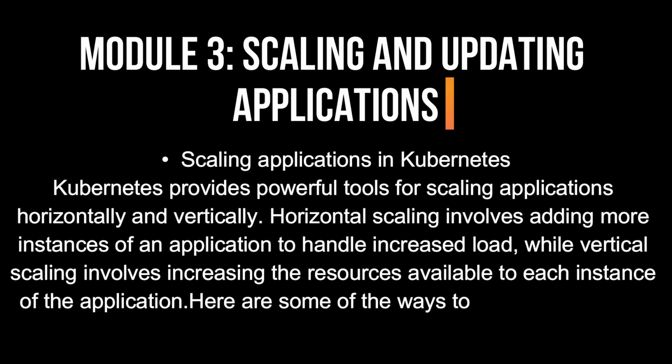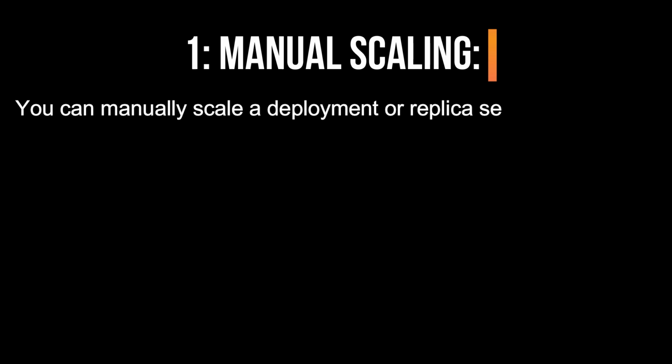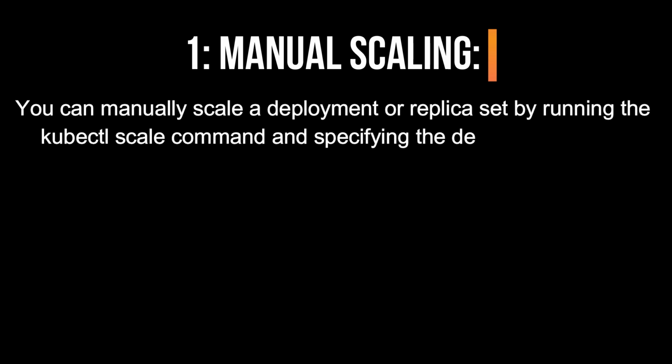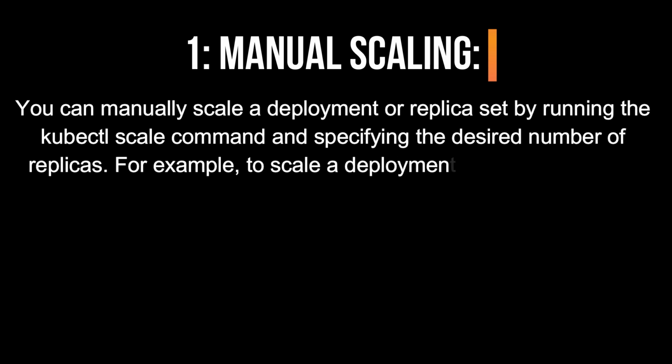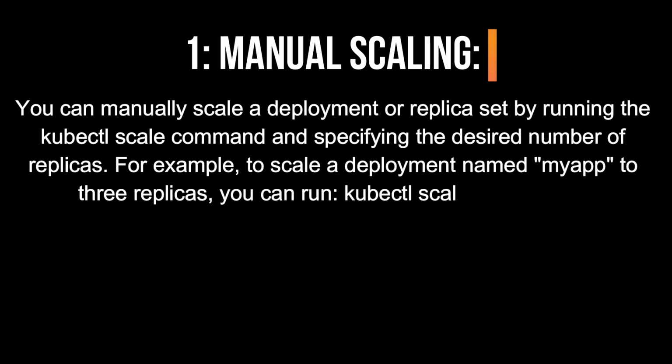Here are some of the ways to scale applications in Kubernetes. 1. Manual scaling. You can manually scale a deployment or replica set by running the kubectl scale command and specifying the desired number of replicas. For example, to scale a deployment named myapp to 3 replicas, you can run kubectl scale --replicas=3 deployment/myapp.